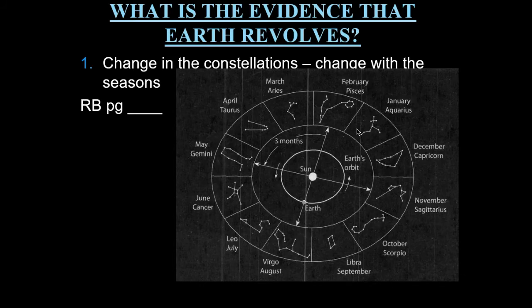Remember, rotation is a daily change. Revolution is a yearly change. So when we think about the seasons, that happens over the course of a year. Well, let's see what happens here.